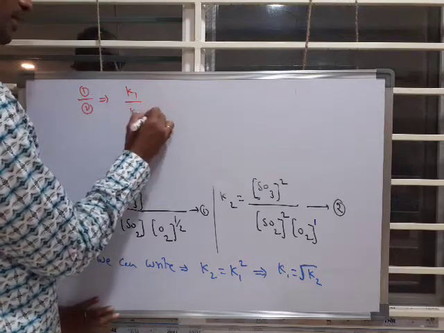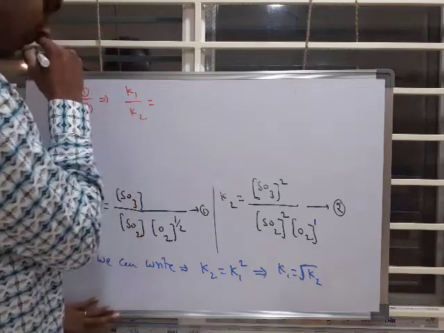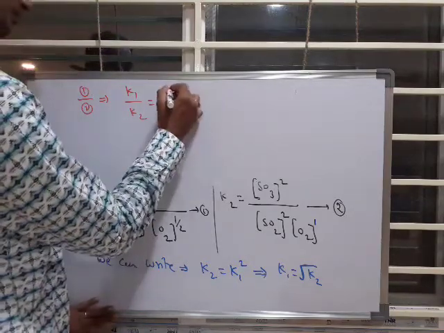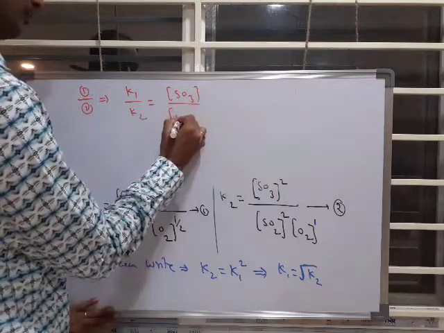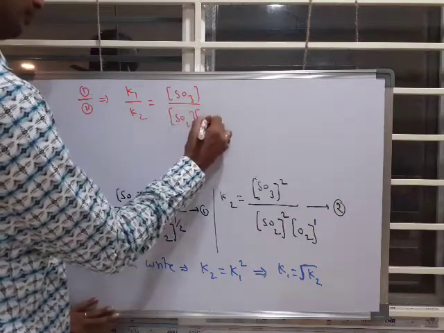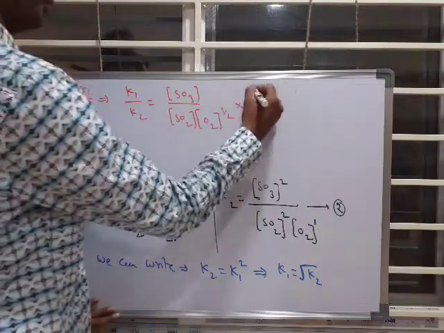So we have to do K1 by K2. So K1 by K2, what we get, by K2.